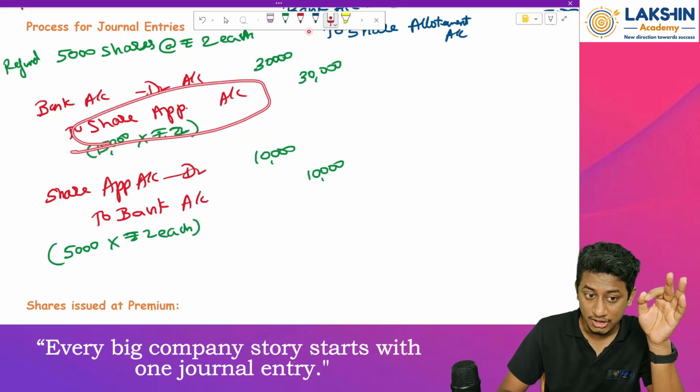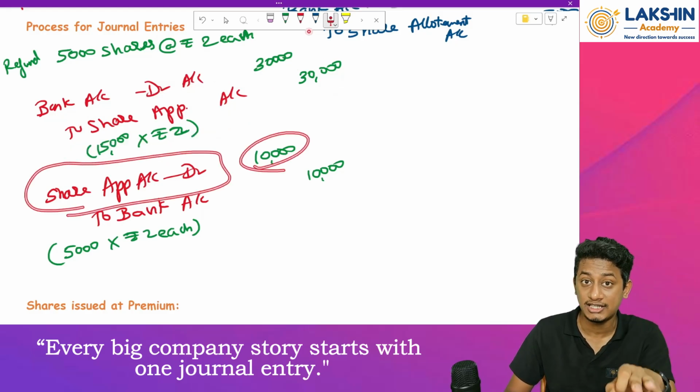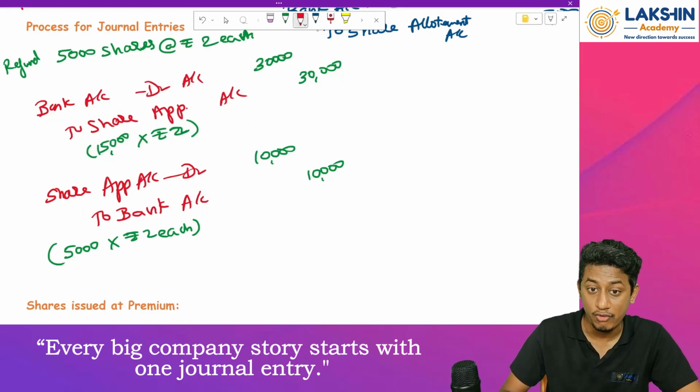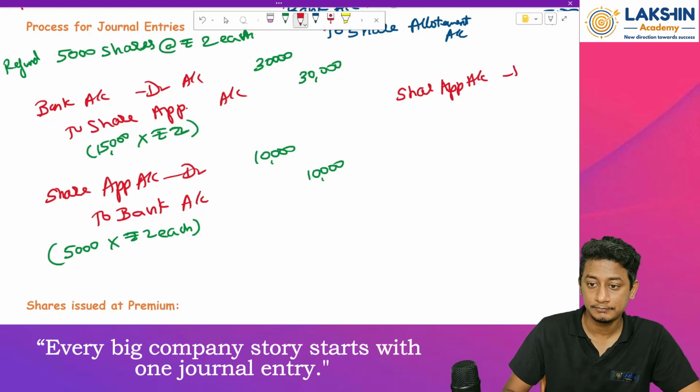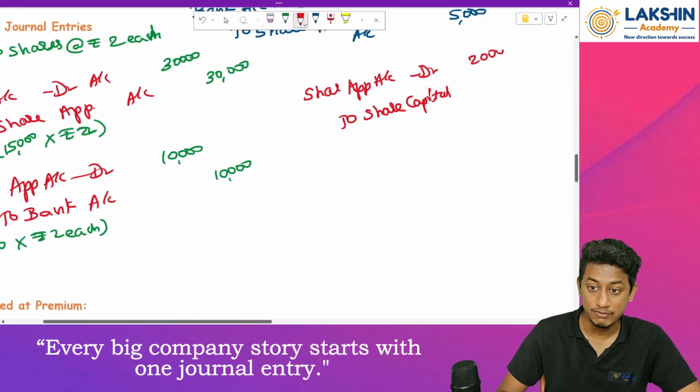Share application account has been credited by rupees 30,000. Then again, it is debited by rupees 10,000. So how much remains in the credit? 20,000 rupees. So what to do with this 20,000 rupees? The entry will be share application debited to share capital account. Remember, share capital account. How much will be credited? So share application account 20,000 rupees was remaining and 20,000 will be capitalized.